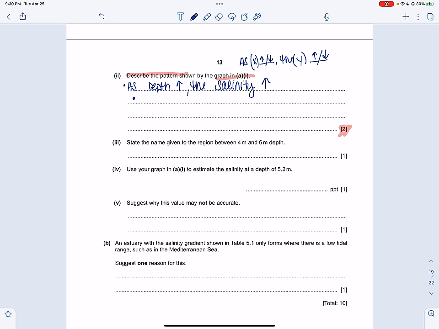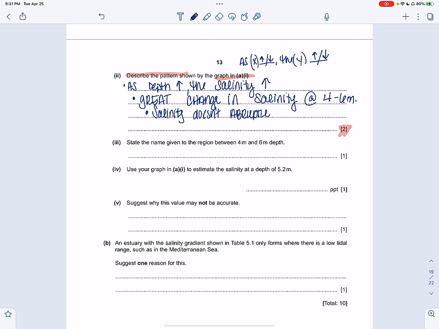Okay, so salinity increases when depth changes, and we're going to say there's the very great change in salinity at 4 to 6 meters. Salinity doesn't abruptly change like that above the 4 meters, nor does it below the 6 meters. State the name given to that region.